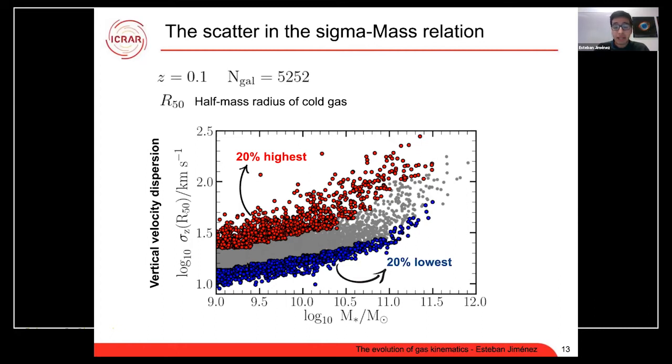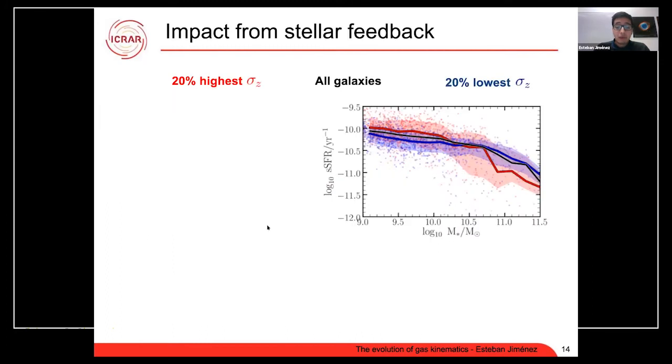In this case, the red galaxies and the blue galaxies correspond to the extremes of the distribution of the velocity dispersion. So first of all, we look at how different the specific star formation rate of this sample is, which you can see in this particular plot. This is the specific star formation rate as a function of stellar mass. And the first thing that you can see is that the galaxies that have higher velocity dispersion also tend to have higher specific star formation rates.